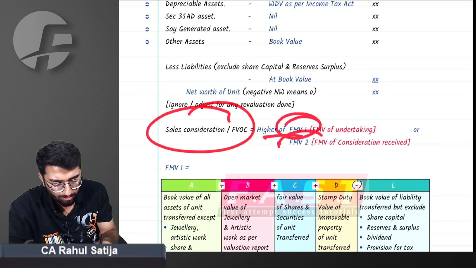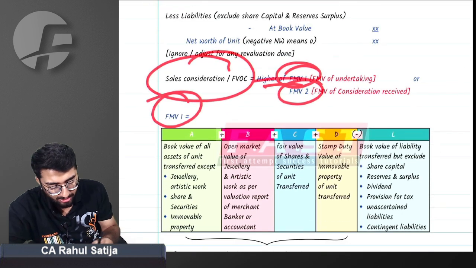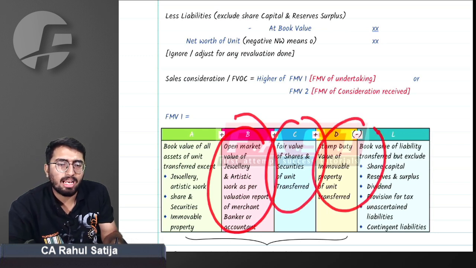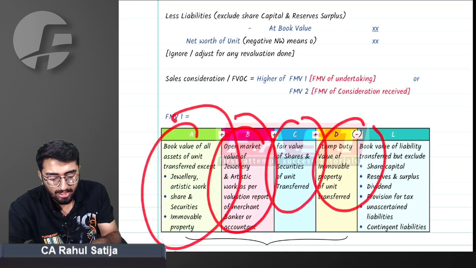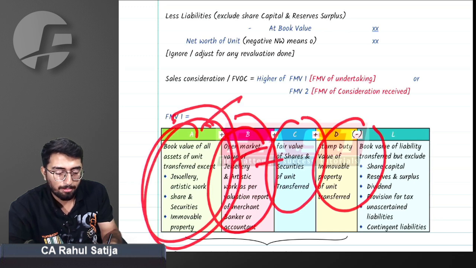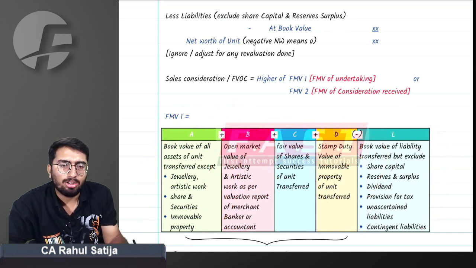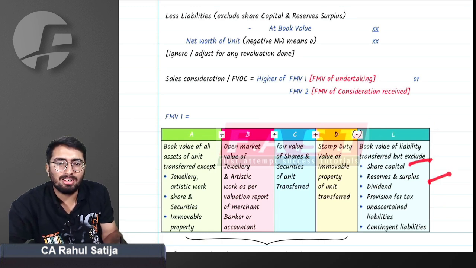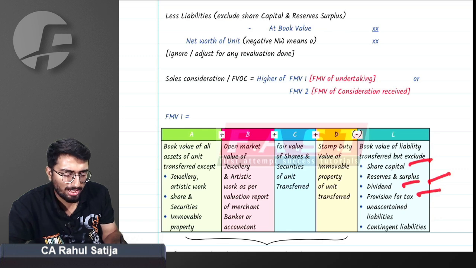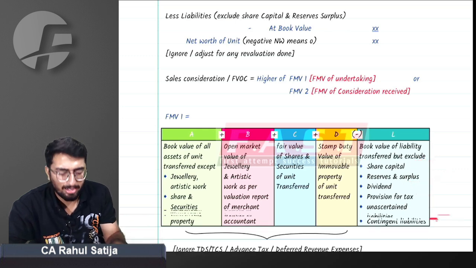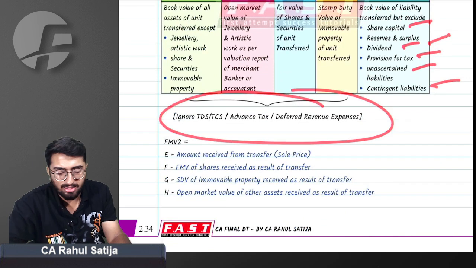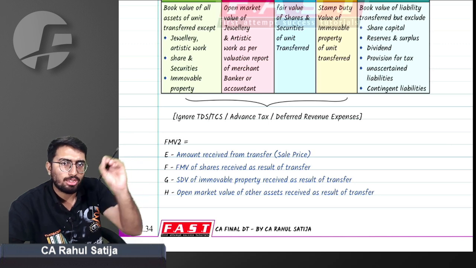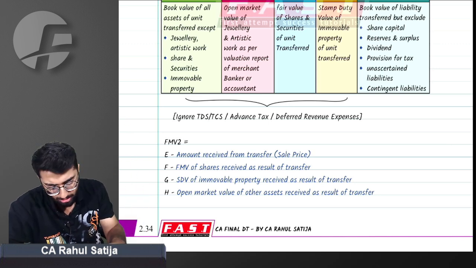Sales consideration will be the higher of FMV1 and FMV2. How is FMV1 calculated? Take the open market value of jewelry, the fair market value of shares, the stamp duty value of immovable property, take the book value of all assets other than these three, and reduce liabilities from these. What are the liabilities that need not be reduced? Share capital is not a liability, reserves and surplus are not a liability, dividend is not a liability, provision for tax is not a liability, uncertain and contingent liabilities are not liabilities. And you have to ignore advance tax, TDS, and deferred revenue expenses; like I told you, you have to adjust for the actual tax liability or actual refund receivable.